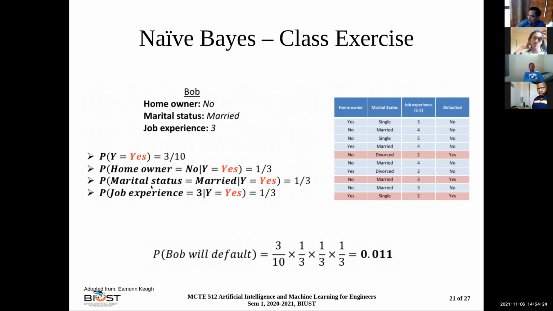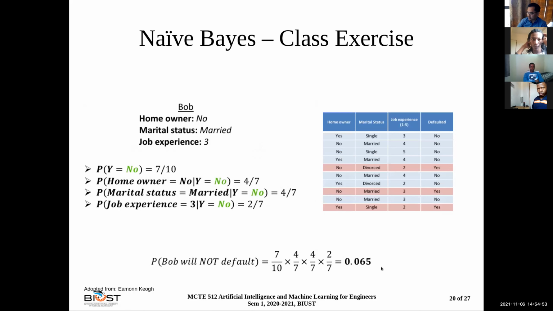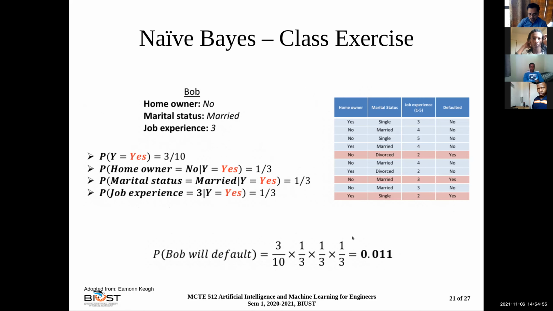For the marital status, yes, but married, there's a 1, so that's 1/3. And yes, job experience is 3, and then you have 1. So 1/3 times 3/10, which is the overall probability. This is much smaller than this one. I thought the yes would be bigger, but in this case, no. The yes is smaller.